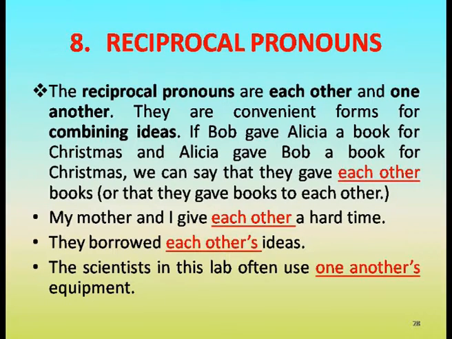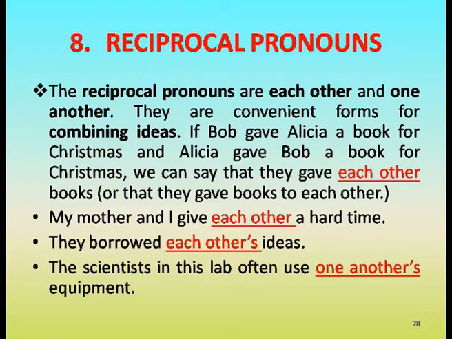Reflexive and intensive pronoun forms are sometimes similar: herself, himself, ourselves, myself, yourself, yourselves, itself. The reciprocal pronouns are each other and one another. They are convenient forms for combining ideas. If Bob gave Alicia a book for Christmas and Alicia gave Bob a book for Christmas, we can say that they gave each other books, or that they gave books to each other.